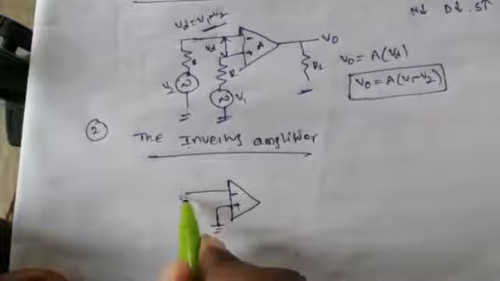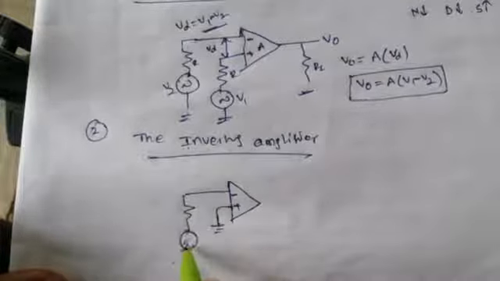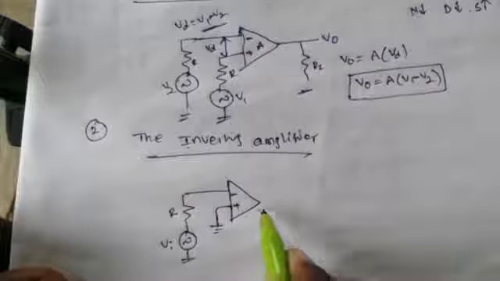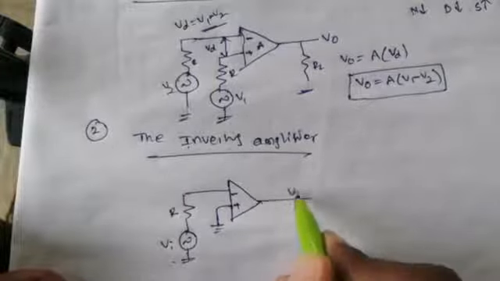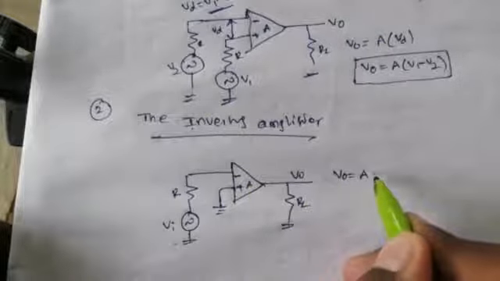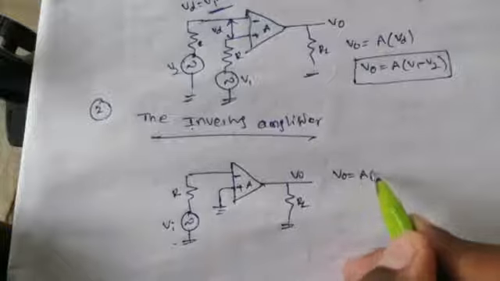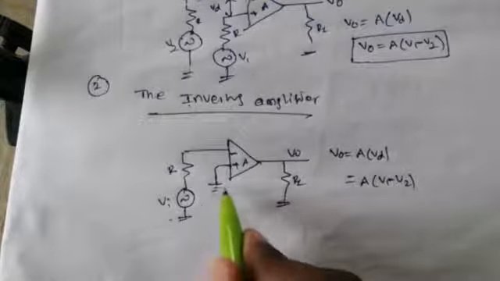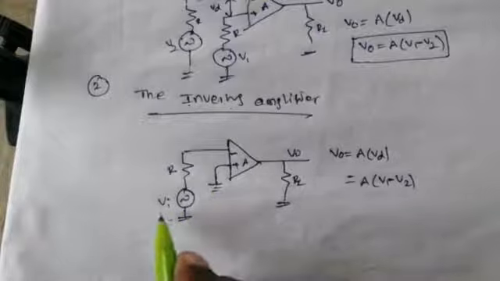In the inverting case, you apply the corresponding input voltage, and you collect the output voltage with respect to the load. And what is the output voltage here? The output voltage V0 is equal to A, the gain, times the difference between the two input voltages, A times (V1 minus V2). Here the V1 terminal is connected to the ground, and the V2 terminal is connected to VI.